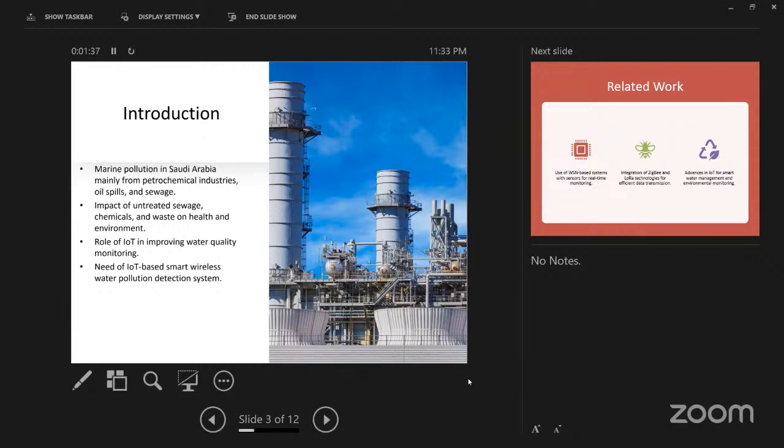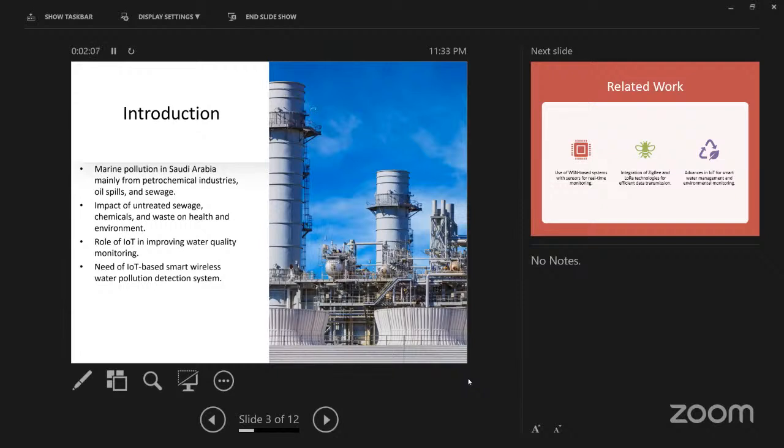Okay, so as all of you know about the current scenario in Saudi Arabia, there is a lot of marine pollution occurring mainly from petrochemical industries, oil spills, and sewage. The impact of this untreated sewage, chemicals, and waste is huge on health and environment. There are many industries that are also the source of such pollution. So also the solutions are there for the treatment.